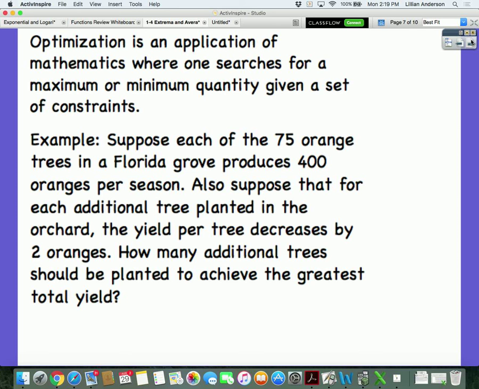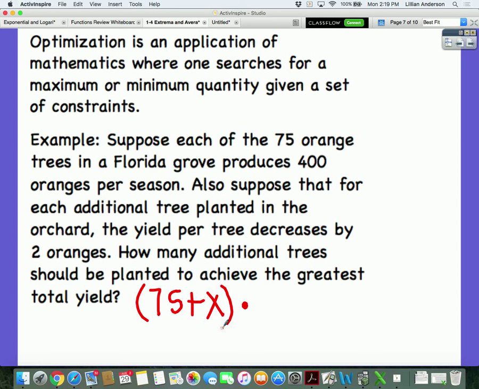So let's recap. How do we figure out the total number of oranges we have? You multiply. Okay? Now it says, suppose that each additional tree planted. How many trees do we have right now? So how do I represent additional trees planted? Add, what are we adding? Just one tree? Can I add 2 trees? Can I add 10 trees? X. Yes. So we have 75 plus x, however many trees there are, including the additional trees. We're going to multiply that by the number of oranges.